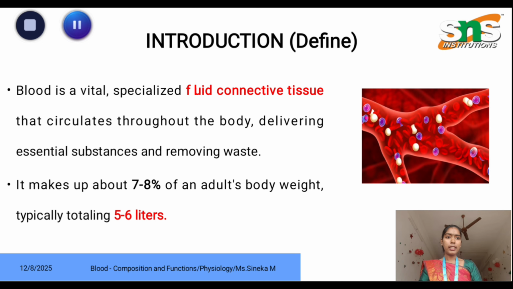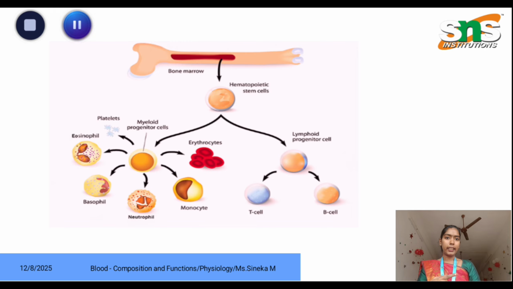Here is the image of blood cell production. Blood cells are usually produced from the bone marrow, majorly red bone marrow. In red bone marrow, hematopoietic stem cells are produced. Then they divide into multiple types of blood cells such as red blood cells, white blood cells, and platelets. There are many processes forming the red blood cells, white blood cells and platelets.